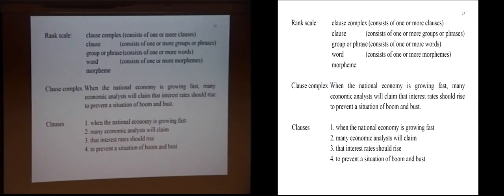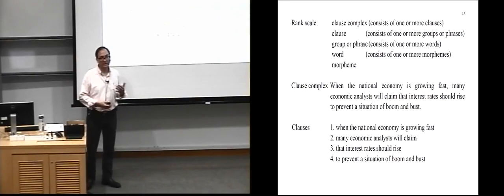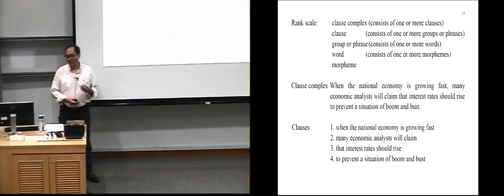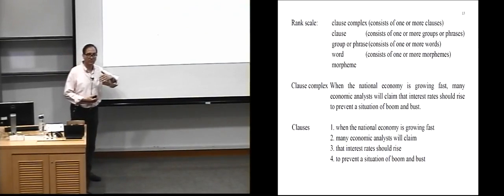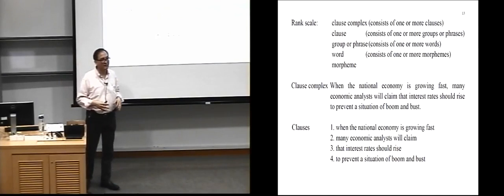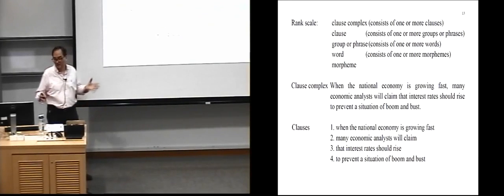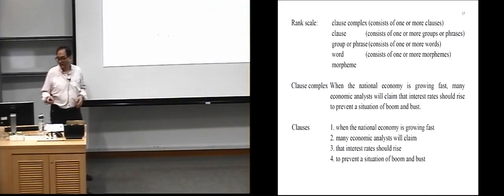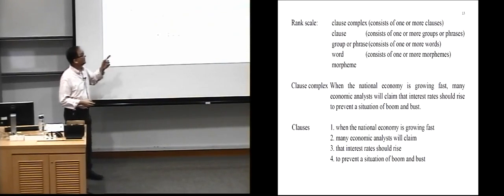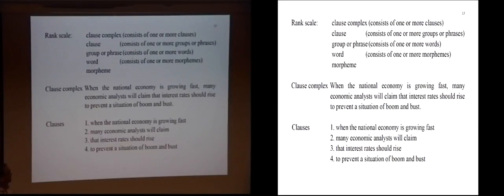If we take a clause complex like, when the national economy is growing fast, many economic analysts will claim that interest rates should rise to prevent a situation of boom and bust. That's actually just one sentence, but it's made up of a number of different constituents. If we take apart the clauses, going from the larger units down to the smaller units, we can see that there are 4 clauses within this clause complex, this complex sentence. So we have, when the national economy is growing fast, many economic analysts will claim that the interest rates should rise to prevent a situation of boom and bust.